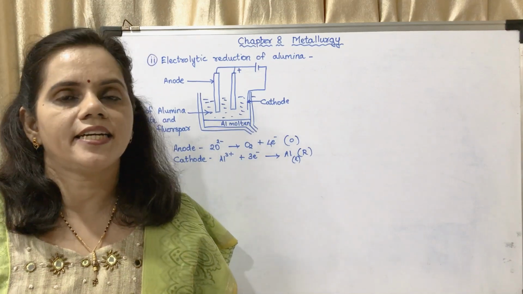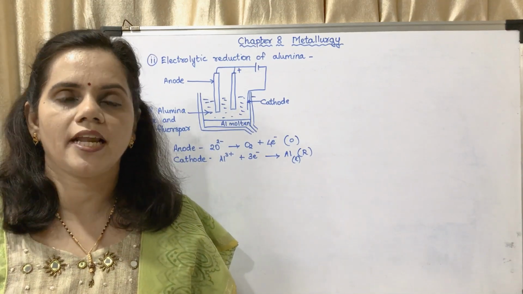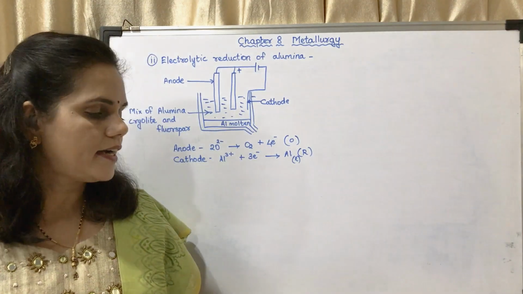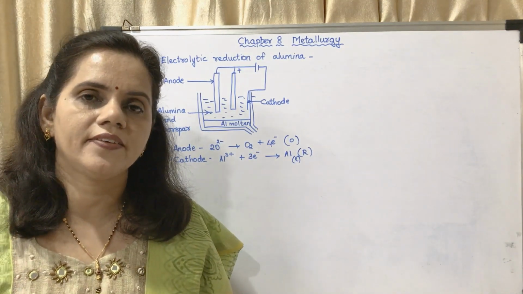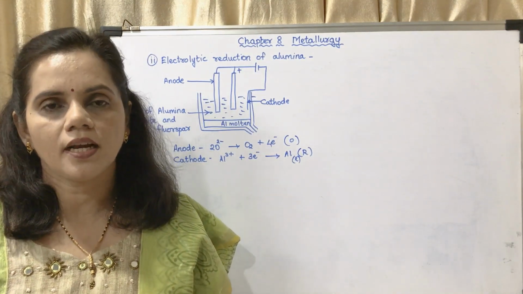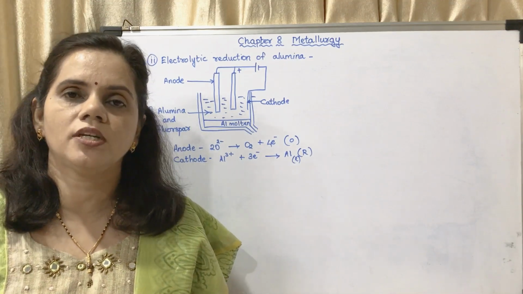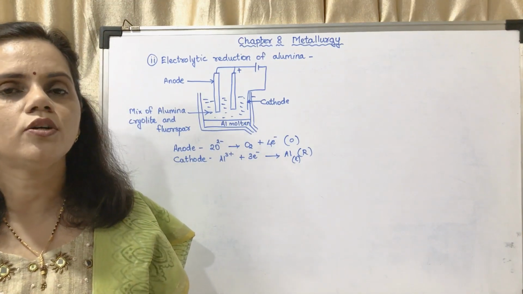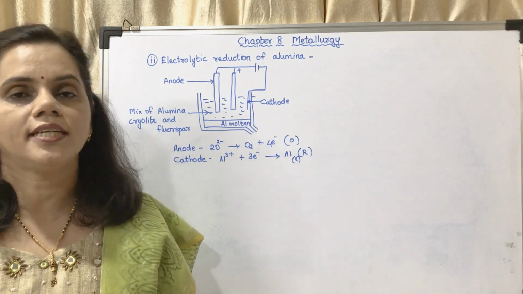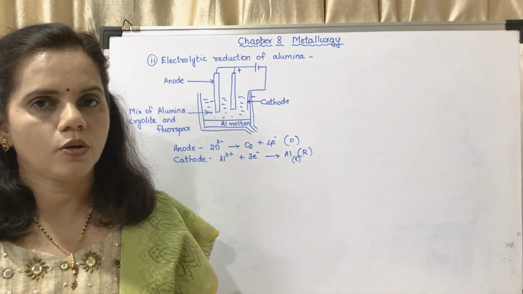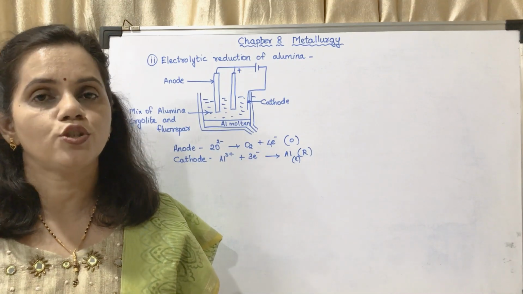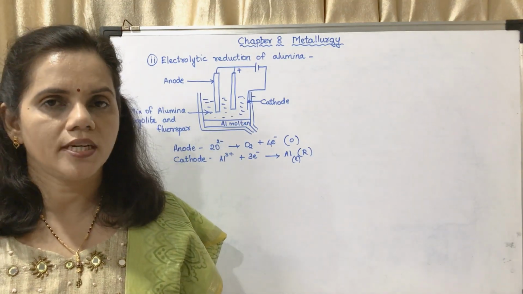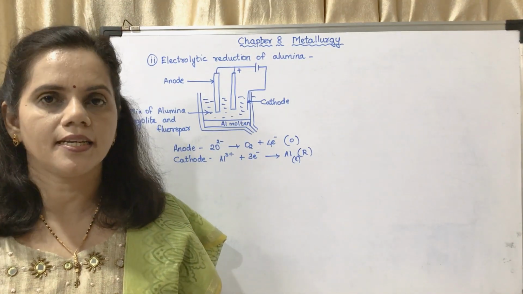If you want to decrease that temperature, you may add compounds like cryolite and fluorspar to it. The molecular formulas are given in the textbook. You may underline them and learn it. A very important question: cryolite and fluorspar is added to alumina to reduce the melting temperature to 1000 degrees Celsius. That means the temperature required to melt alumina is 2000, but by adding cryolite and fluorspar to it, you can reduce the temperature to 1000 degrees Celsius. This is the give reason question.